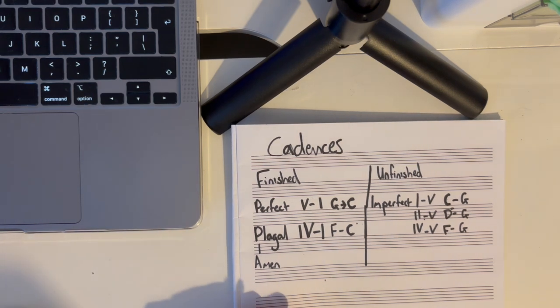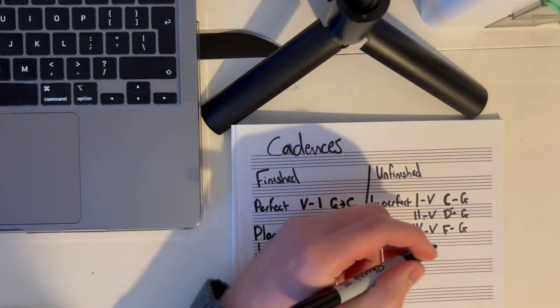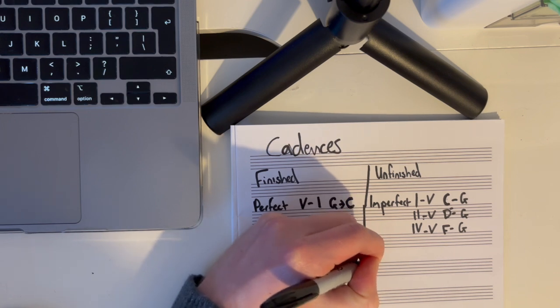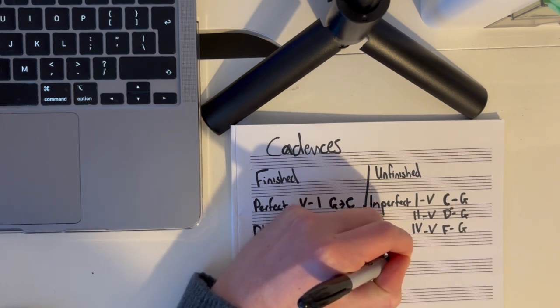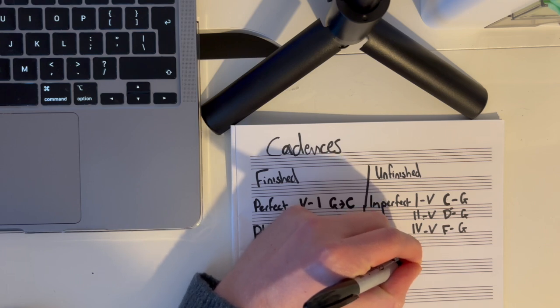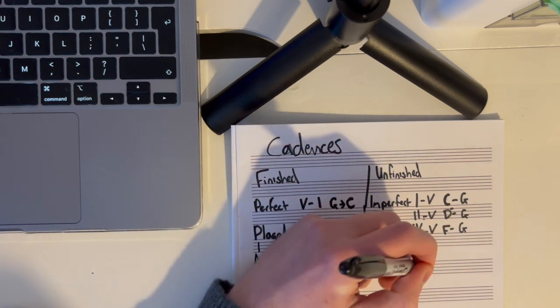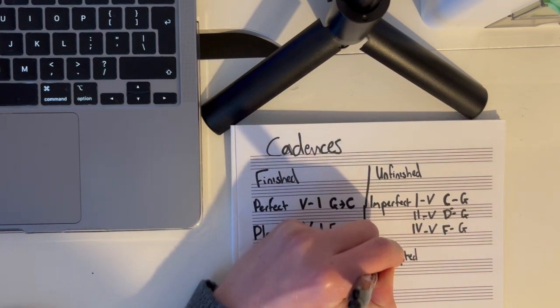Alright, and then our final cadence that we're going to have a look at is the interrupted, also known as the deceptive cadence.